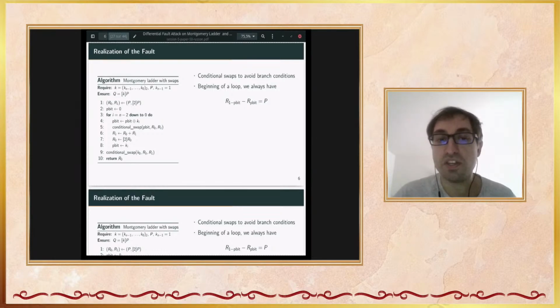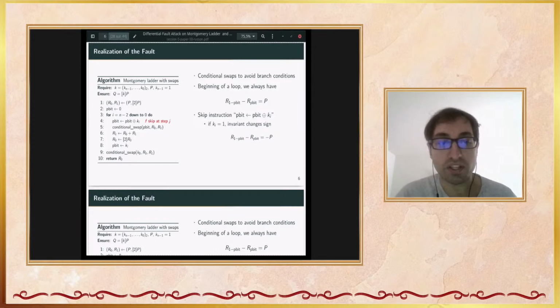And we can rewrite the formula for the invariant, such as the formula that you can see. The idea is that under the skip instruction fault model, if we skip the instruction that updates the Boolean variable pbit with the new bit of the scalar, then since it's an XOR operation and the new bit of the scalar is 1, the Boolean variable will not be updated. This will have an impact on the current state of the points R0 and R1. It means that it will not be consistent anymore. So basically, if we try to compute the formula for the invariant, it will be minus P, which is exactly the desired effect for our attack.